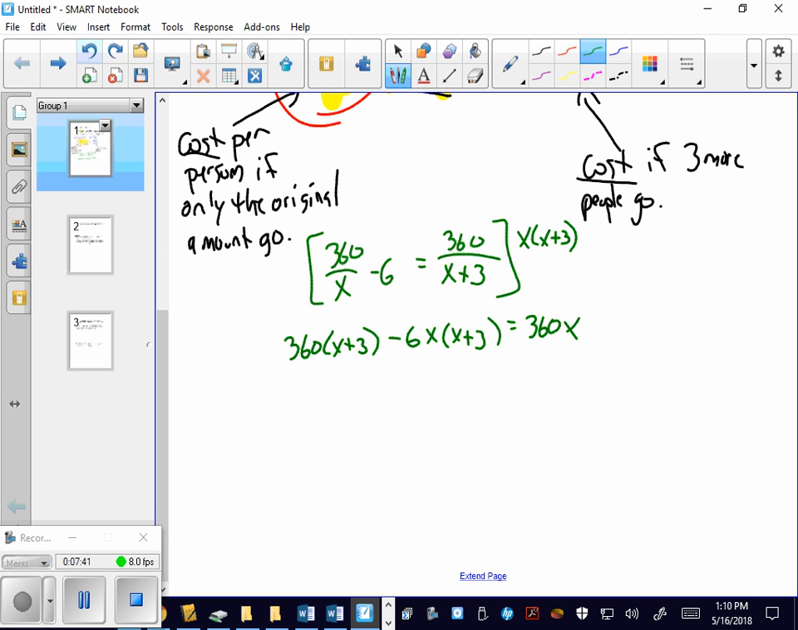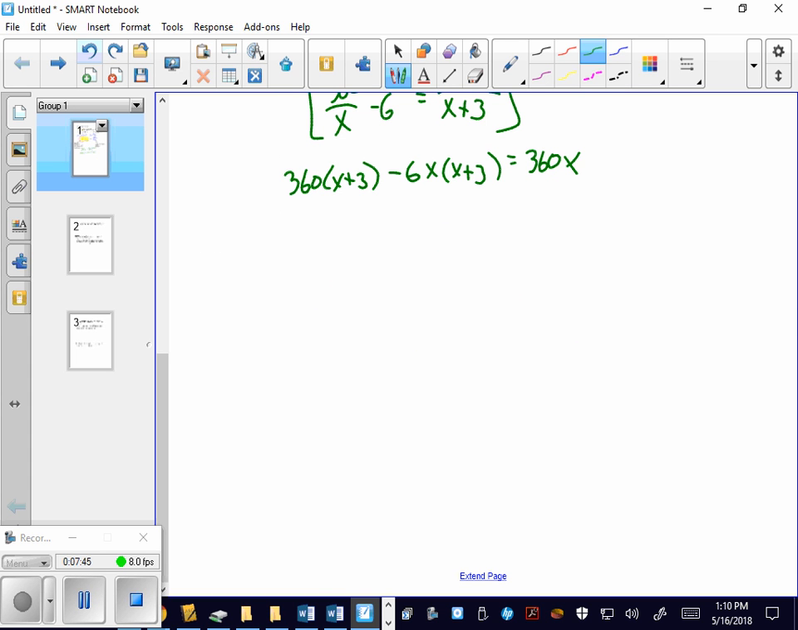All right, so let's go ahead and solve this. If I distribute, we're going to get 360x plus 360 times 3 is 1080, I believe. Hopefully I did that right. Distributing the negative 6x to the next parentheses, we get minus 6x squared minus 18x equals 360x.